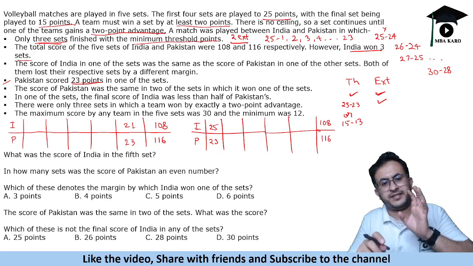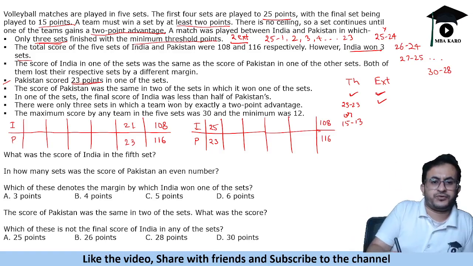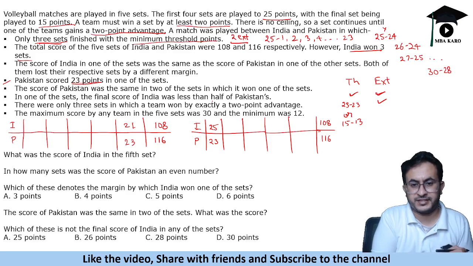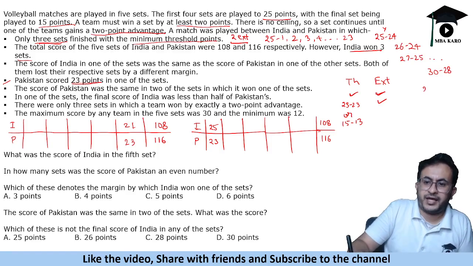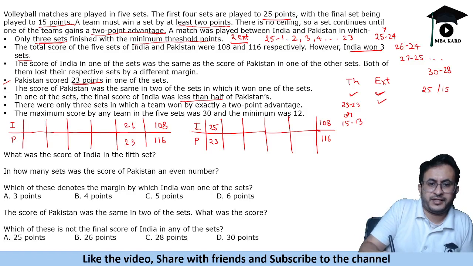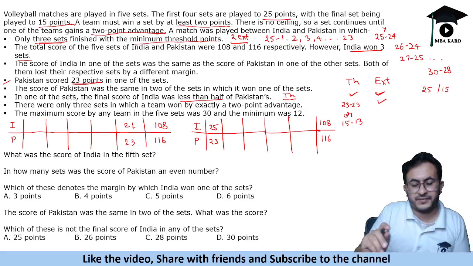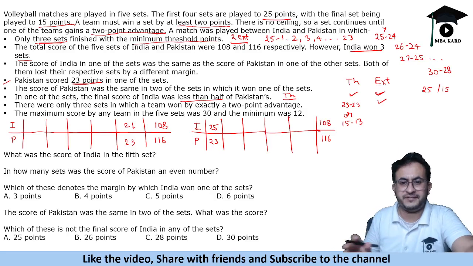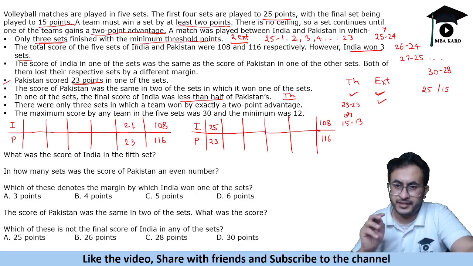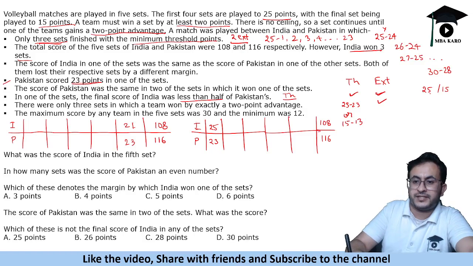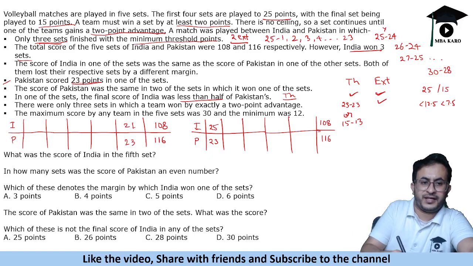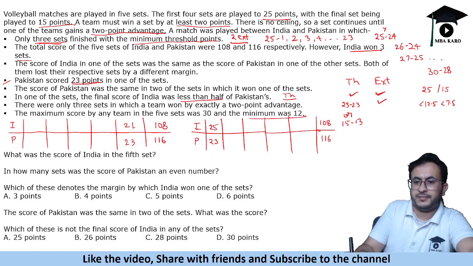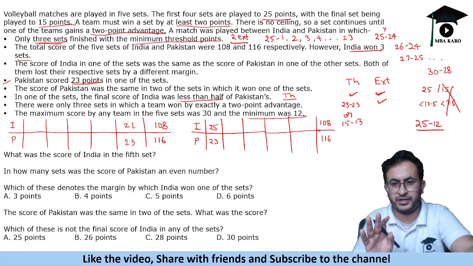Then one piece of information is given that in one of the sets the final score of India was less than half of Pakistan's. Okay, so where is winning happening? Winning happens at 25 or 15. If it is less than half, that means it is a threshold set, because otherwise if it is an extended set you win by 2 points, right? So it is a threshold set, so that means it should be less than 12.5, it should be less than 7.5. Also it is given that the minimum score is 12, so that means this is not possible. So there is a set which is 25-12. That's what we get from the combined statements.